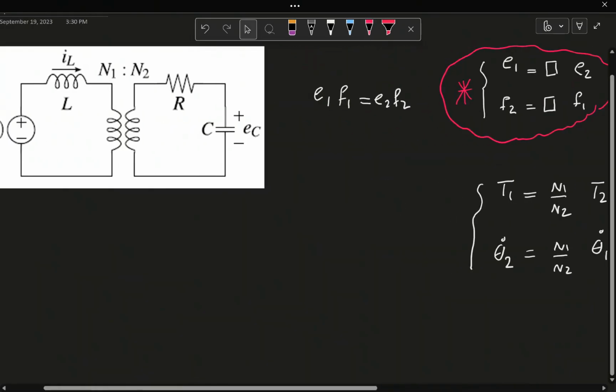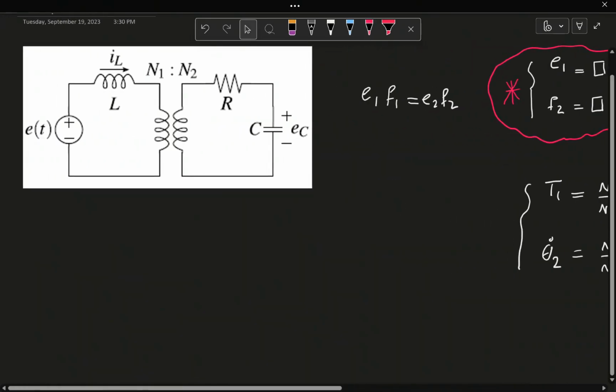Let's get back to the example that we have. Let's talk a little bit more about the electrical transformers.